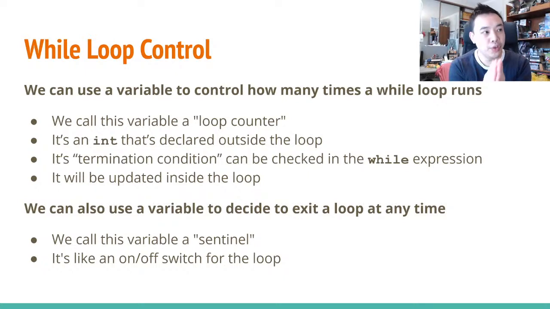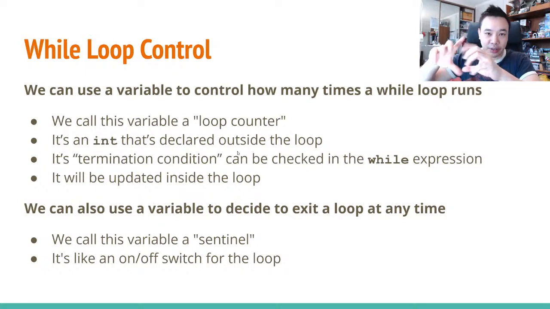So if we have something that can keep going, then we need to think about how do we make sure it doesn't keep going forever, or how do we make it stop, or how do we control how many times it runs. I'm going to show you two techniques today, and these are the two most basic ways that we're going to run loops. One of them is a loop that runs a specific number of times. So we can actually set something up to say this loop will run an exact number of times. And we do that using a variable called a loop counter. This is a variable that is declared outside of the loop.